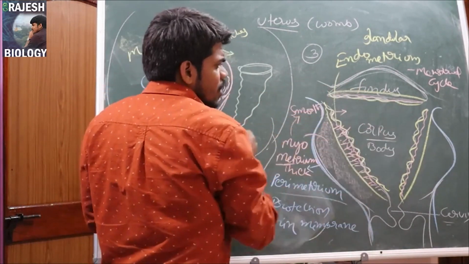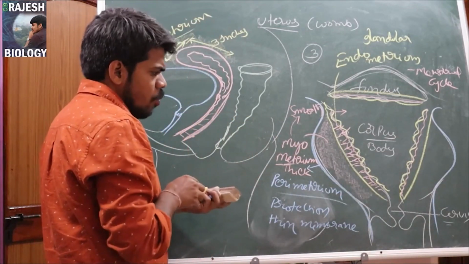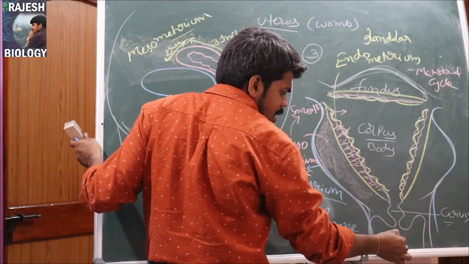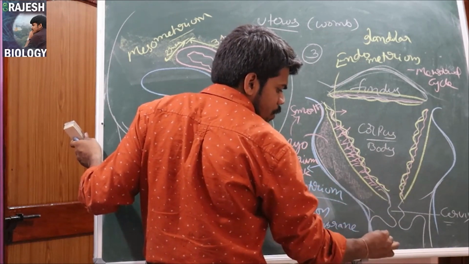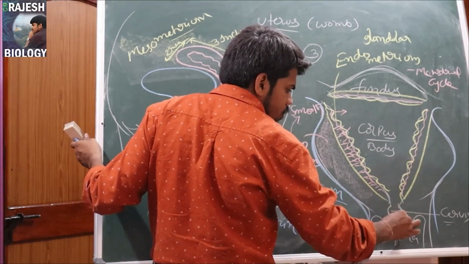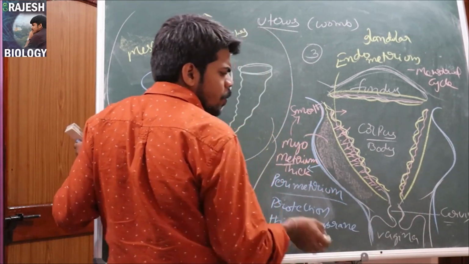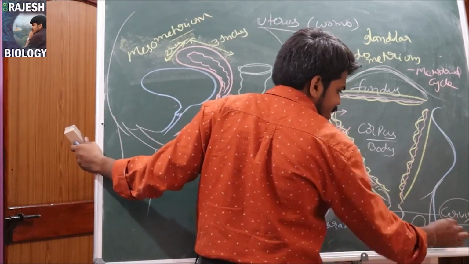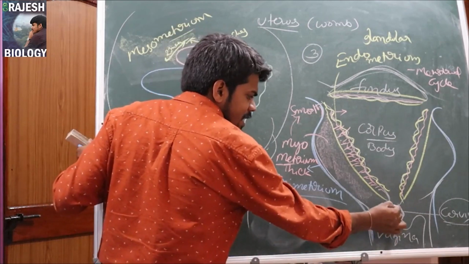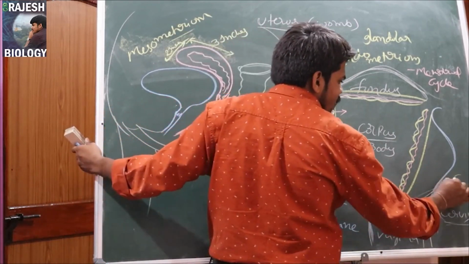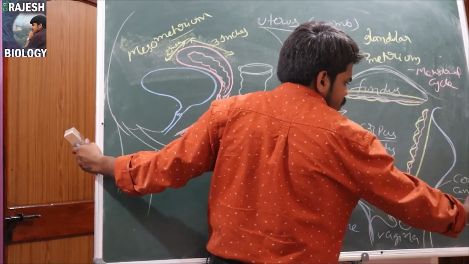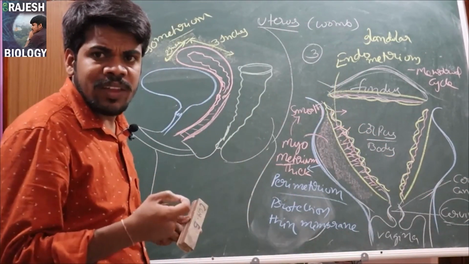This is the uterus main body. Now come to the cervix. The uterus opens into the vagina through a narrow part. This narrower tube-like structure is called what? Cervix. The gap present in the cervix is called the cervical canal. It is very, very narrow.